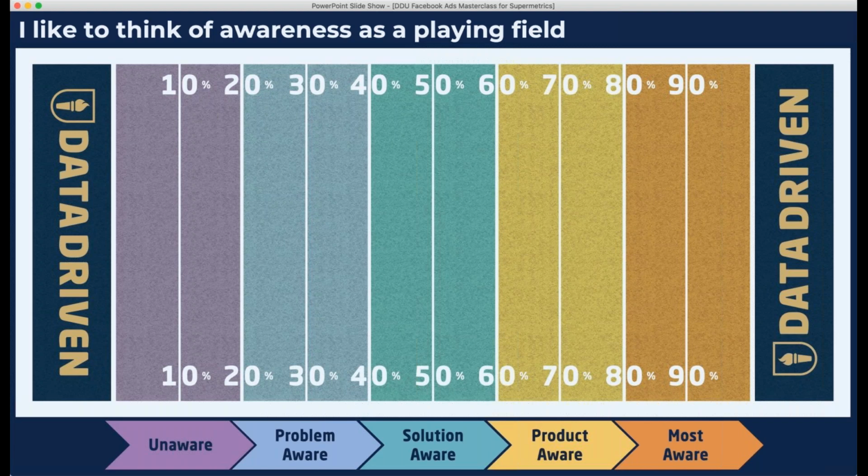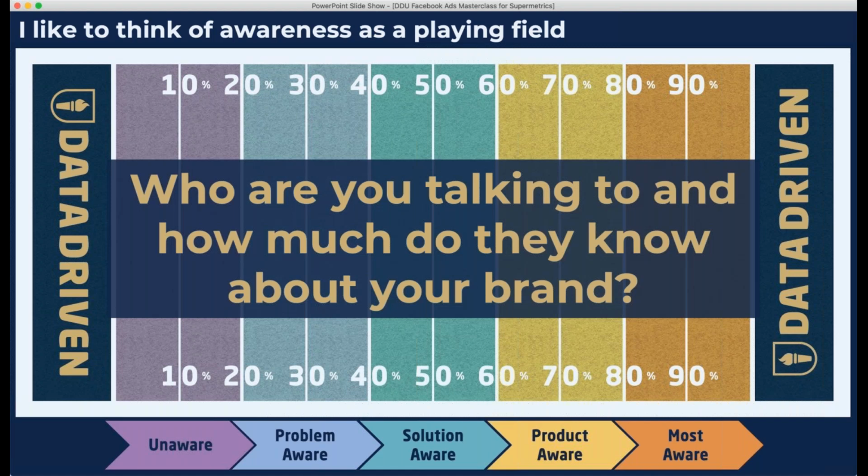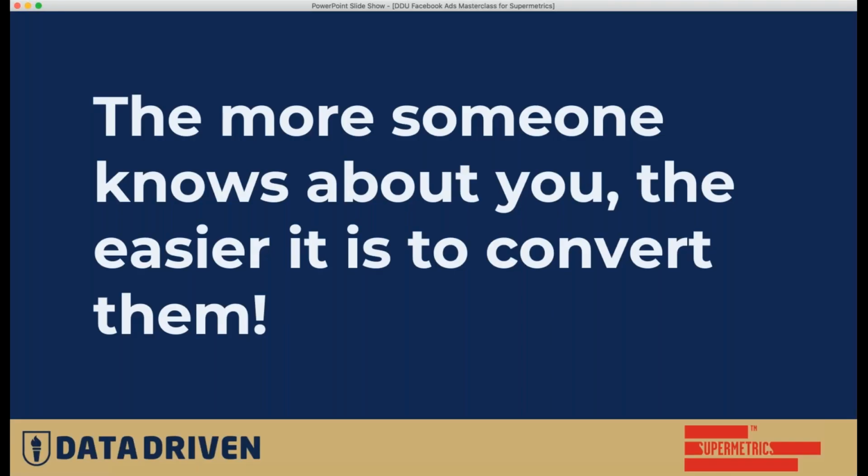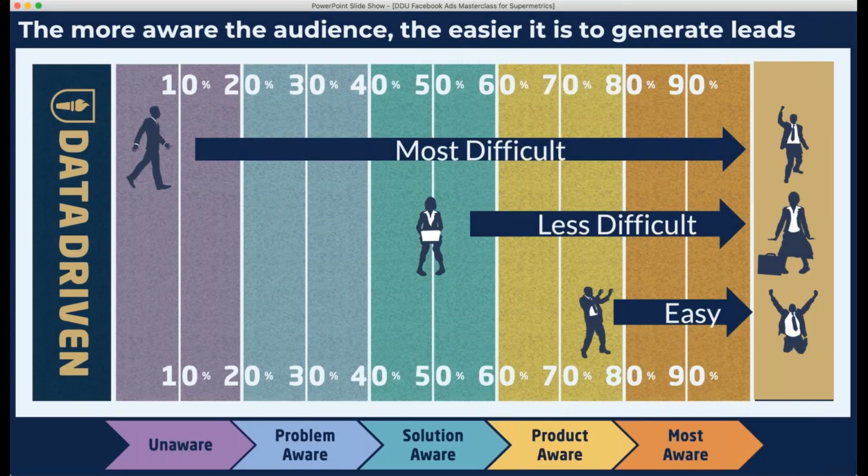And generally speaking, when somebody purchases or becomes a customer or is in a long lead generation process, they have to go through these stages in order to become a customer. So these are the stages that somebody goes through before they make a decision. So who are you talking to and how much do they know about your brand? Well, if somebody's in the most aware category, they probably know a lot about you, right? The more somebody knows about you, the easier it is to convert them into a customer, a believer, a lead, whatever you want that conversion to be. So the more aware the audience, the easier it is to generate leads.